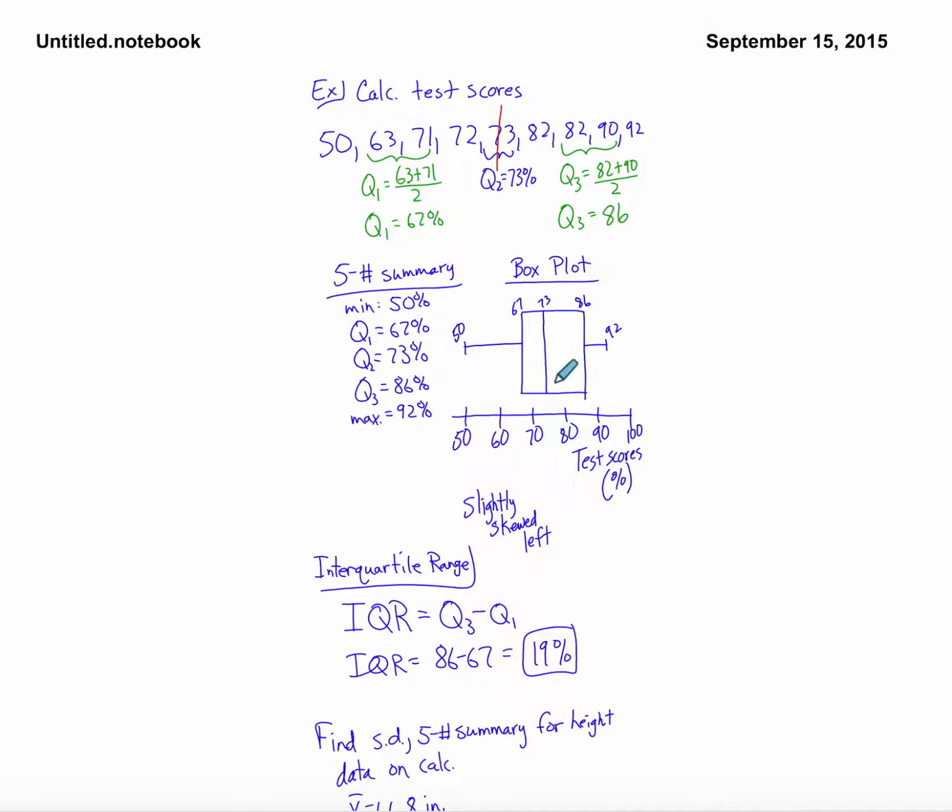And then you draw a box for these 3 numbers. And then your min is here at 50. Your max is here at 92. And you just draw a line out here from your box to those min and max. Sometimes it's called a box plot, but sometimes it's called a box and whisker plot. This is the box, and these are your whiskers. Again, you would put a label on the axis. Test scores, the units were percentages. Notice it's slightly skewed to the left because we have this low value here where everything else is up here.